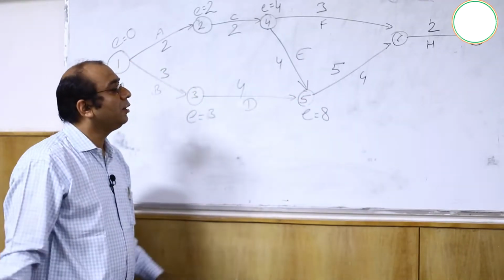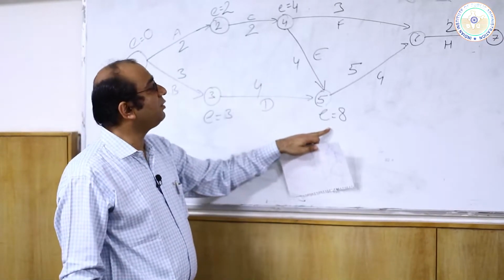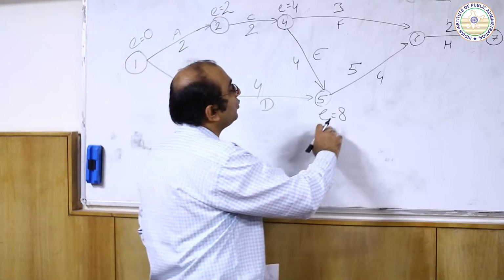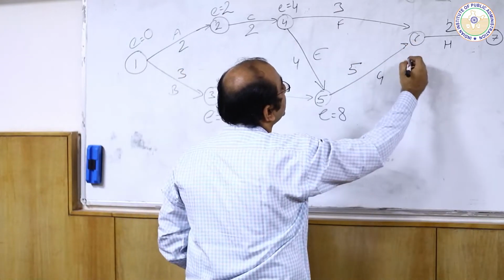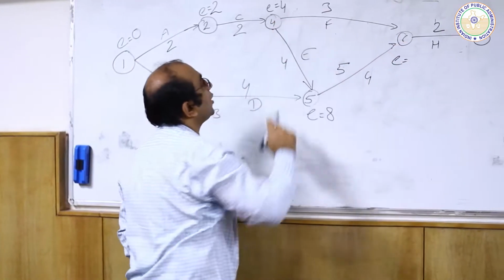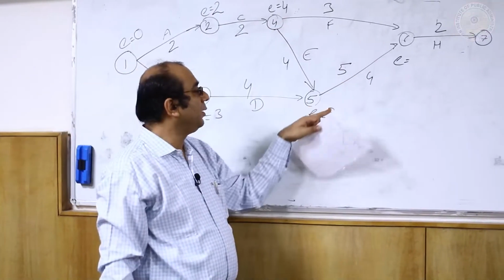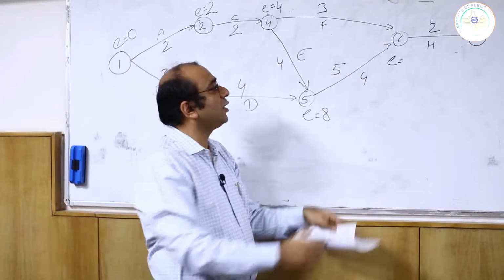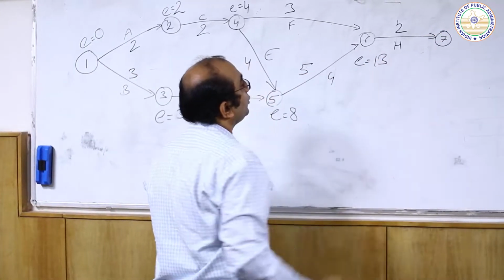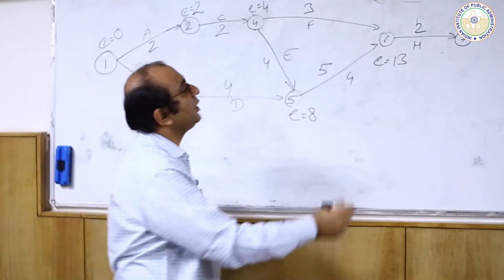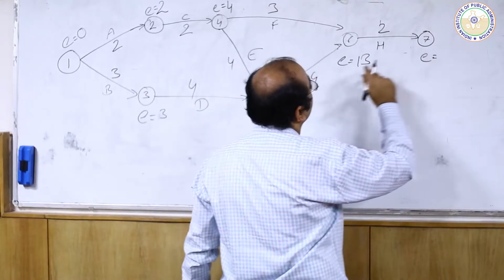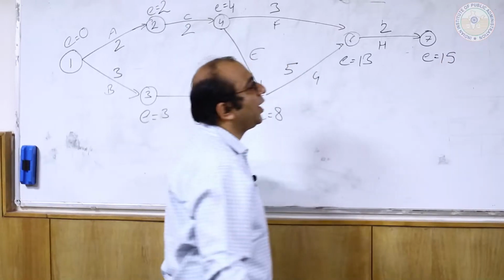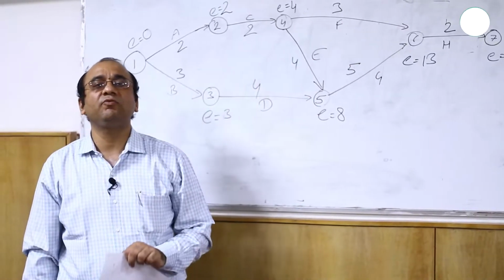So, this is where I will write the maximum value when there is a merging event. And now again this is a merging event. So, what is the value going to come here? 4 plus 3 is 7, but at the same time this is 8 plus 5, that is 13. So, I am going to write it here as 13, not 7. And finally this event, 13 plus 2, that is 15. So, my project is going to be complete in 15 weeks.